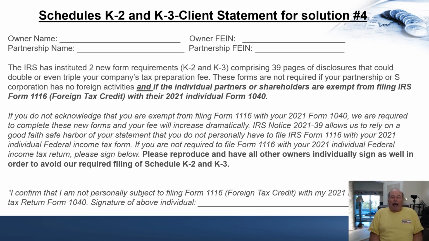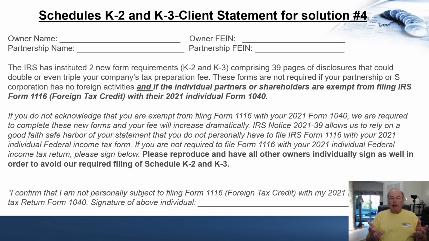My last slide. Here is my suggested solution utilizing statement 4. I don't want to fill out that form. You don't want to fill out that form. IRS has lost their mind on this form. So let's solve it and use the safe harbor. I need the owner's name and their social security number. I need the name of the partnership and the federal ID number.